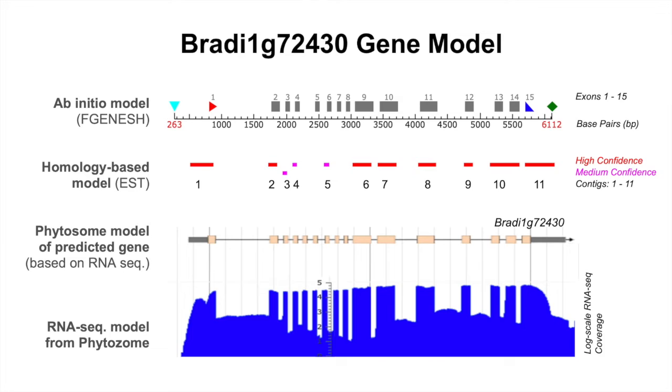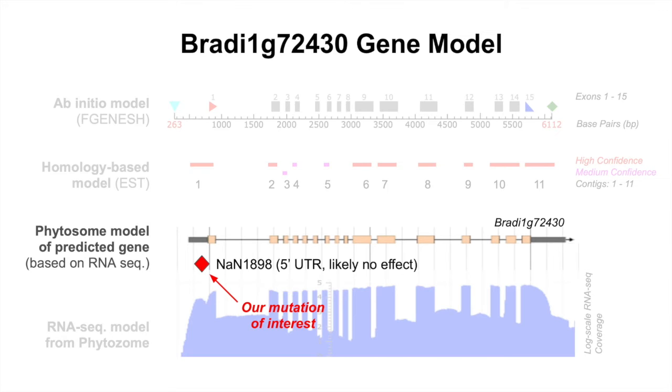The homology-based model predicted 11 contiguous sequences, a mixture of high and medium confidence, but based on visual observations, they're also mostly aligned with the FGENESH and RNA-seq model outputs. We predict that it's probably a fewer number of contigs than the 15 exons predicted, since if we look at the red lines on the homology-based model, some of them span more than one exon region. Overall, the four models predict a very similar structure of our gene.